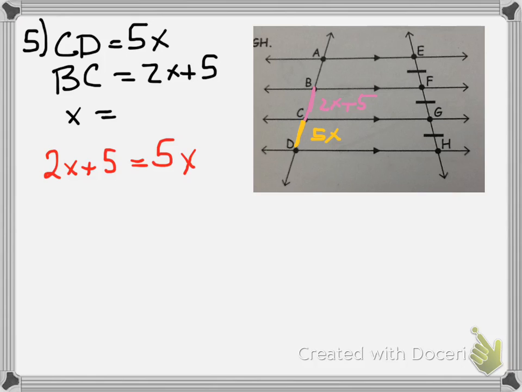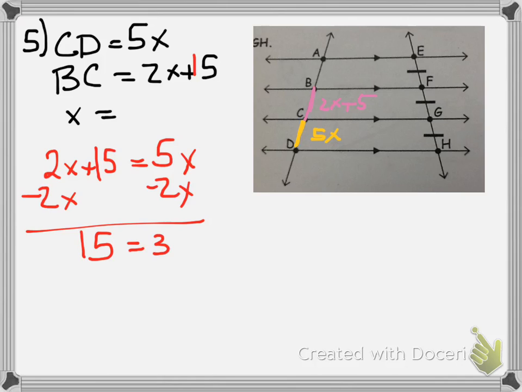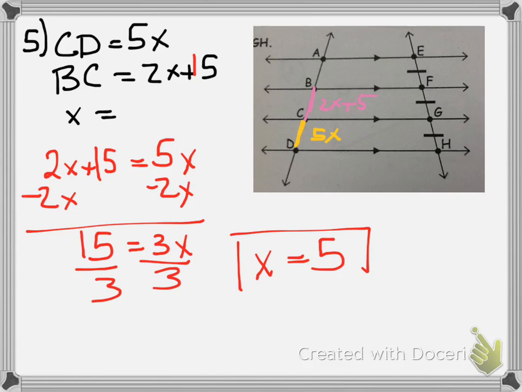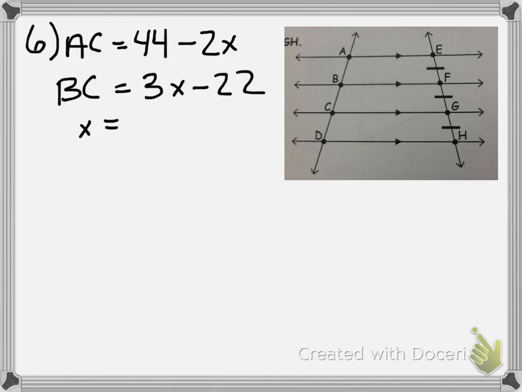Then we solve for x, so minus 2x, minus 2x. 5, I did this again, should be 15. So 15 equals 3x, so that means that x is equal to 5. Pretty simple.